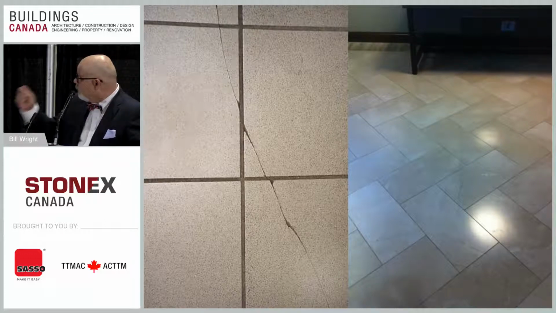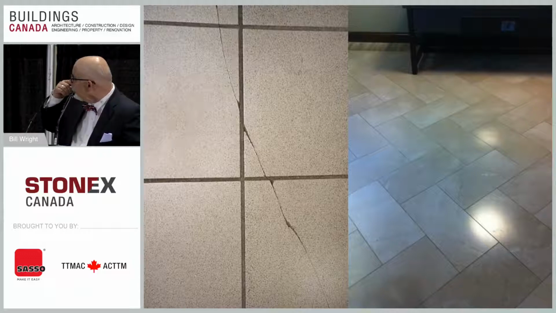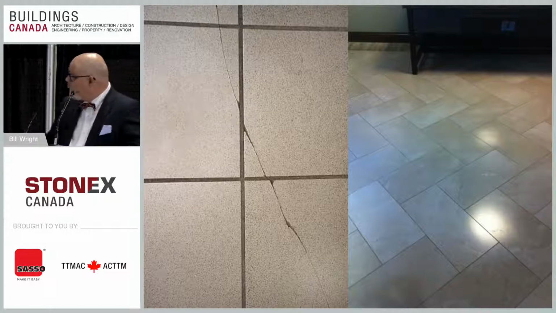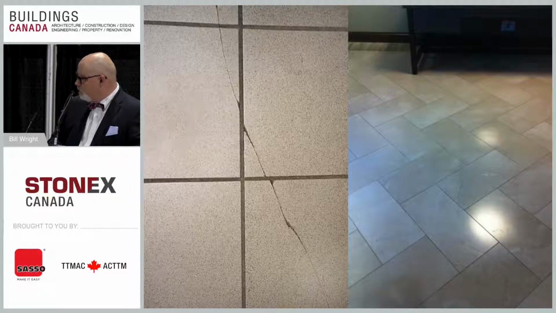This is another example of it cracking. I don't think in the picture on the right you can see the crack very well, but it comes off the leg of the desk there, down almost through the center of the picture. It's a big long crack, and that again is a result of the improper use of expansion joints.